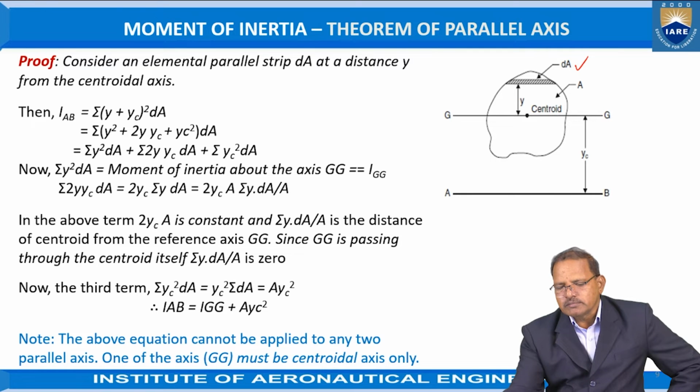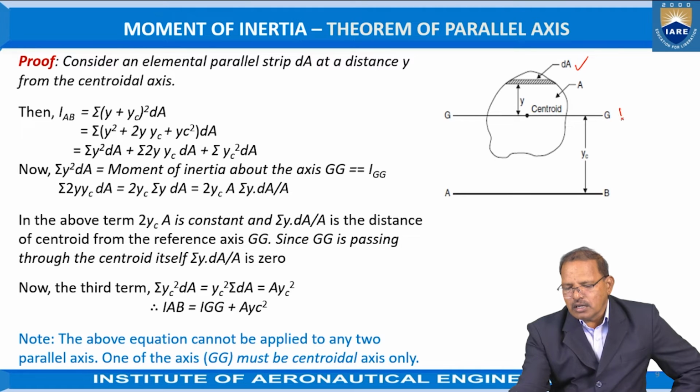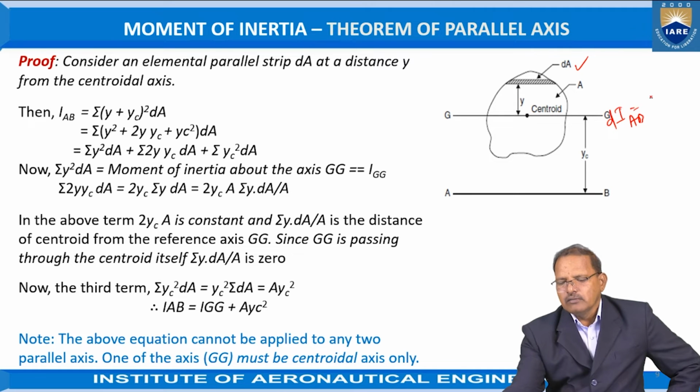The moment of inertia of a small segment dA about a line AB is represented by the product of area multiplied by the square of the distance between them. That is, I_AB equals the small area, assuming the distance D is YC plus Y, the distance squared multiplied by the area.